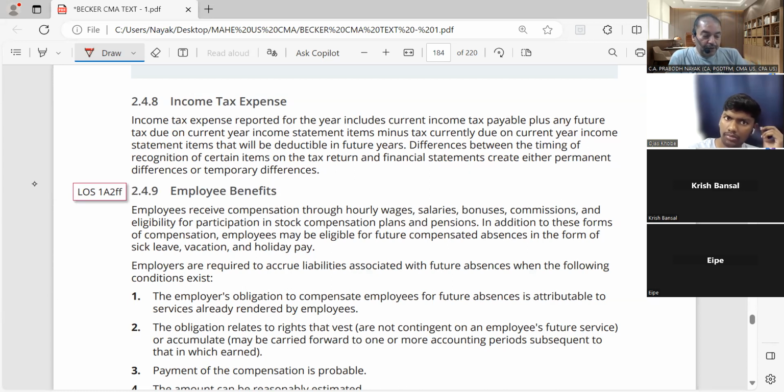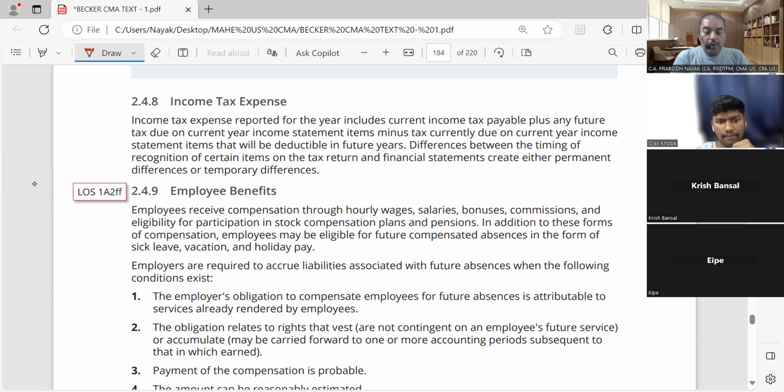Employee benefits. Employees receive compensation through hourly wages, salaries, bonuses, commissions, and eligibility for participation in stock compensation plans and pensions. In addition to these forms of compensation, employees may be eligible for future compensated absences in the form of sick leave, vacation, and holiday pay. Employers are required to accrue liabilities associated with future absences when the following conditions exist.